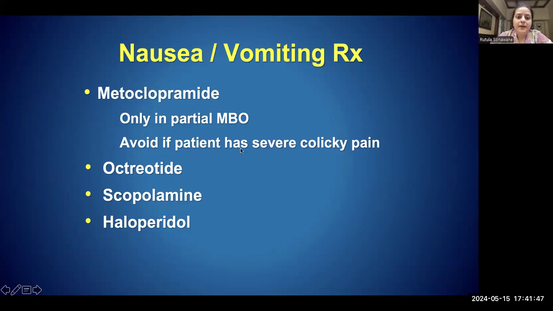For nausea, metoclopramide can be used only if it is a partial bowel obstruction because it is a prokinetic. So it can aggravate the severe colicky pain if it is present. Octreotide would also help with the nausea and vomiting, because it reduces the secretion, so the luminal content automatically decreases. So it helps with nausea in that sense. Scopolamine again helps with the secretions and with the colicky pain. Haloperidol is an antiemetic.